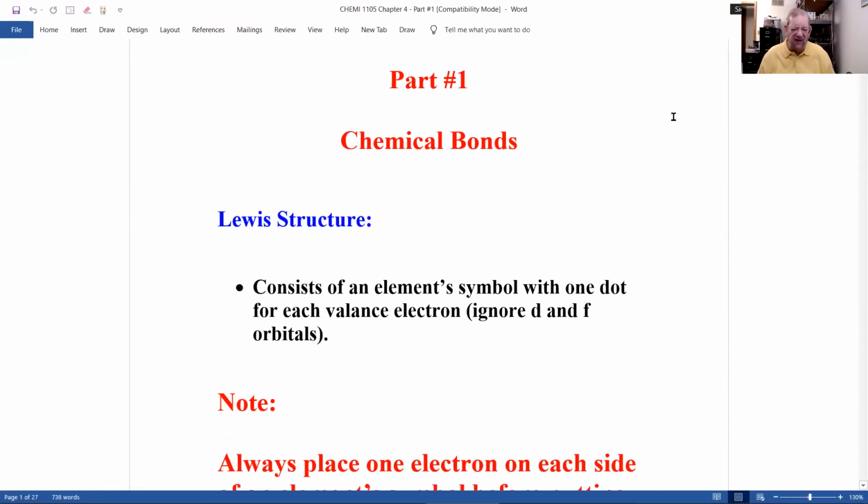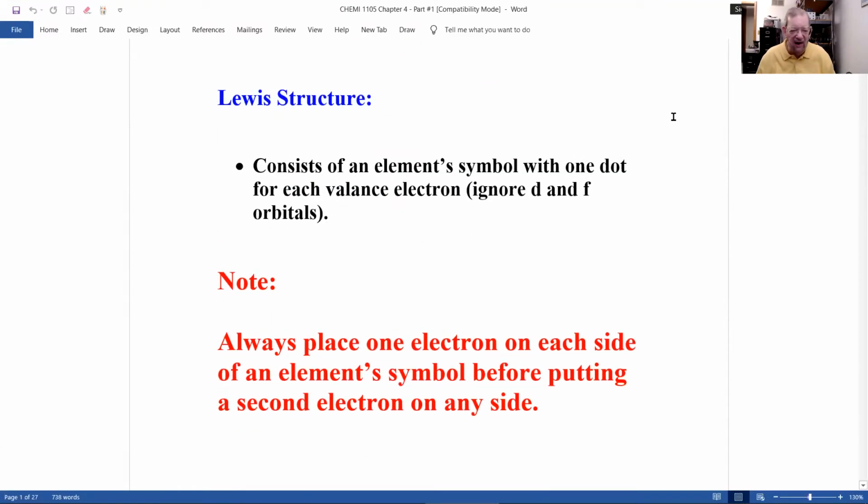But anyways, what's a chemical bond? Before we talk about that, let's talk about Lewis structures. Lewis structures were developed by Dr. Lewis, quite important. Now, what's a Lewis structure? It consists of an element symbol and one dot for each valence electron. The valence electrons are really the s and p electrons of the different shells and subshells.